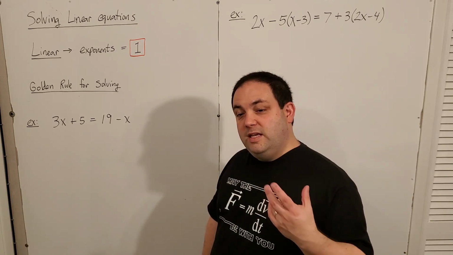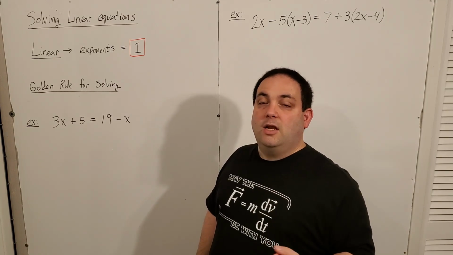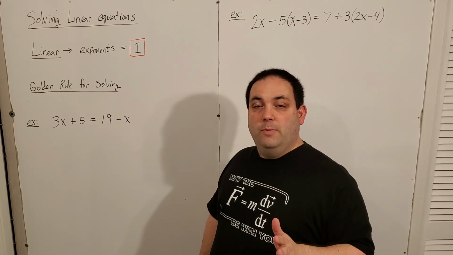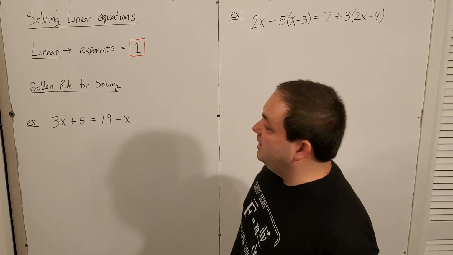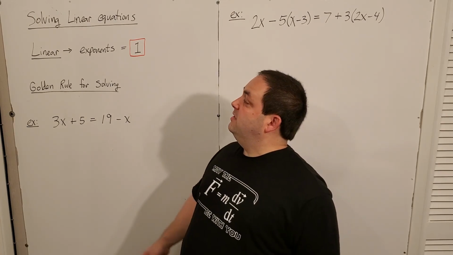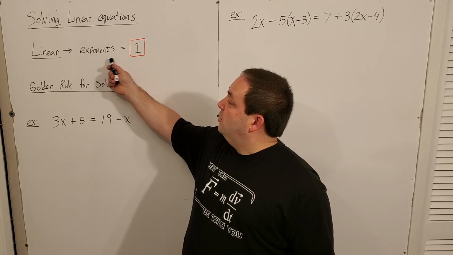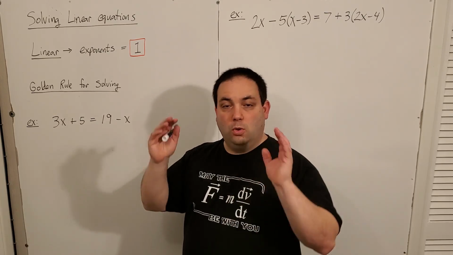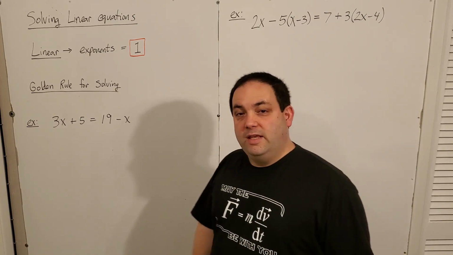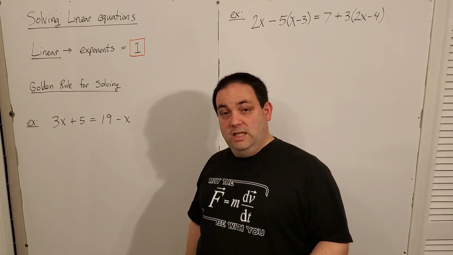And of course, when you see linear, you think line, but that's not always true. It depends on how many variables you're dealing with, how many dimensions you're dealing in. Linear does, however, always imply that your exponents are going to be 1 everywhere in your equation. So x to the 1, y to the 1, z to the 1. Everything to the 1 power like that implies linear.